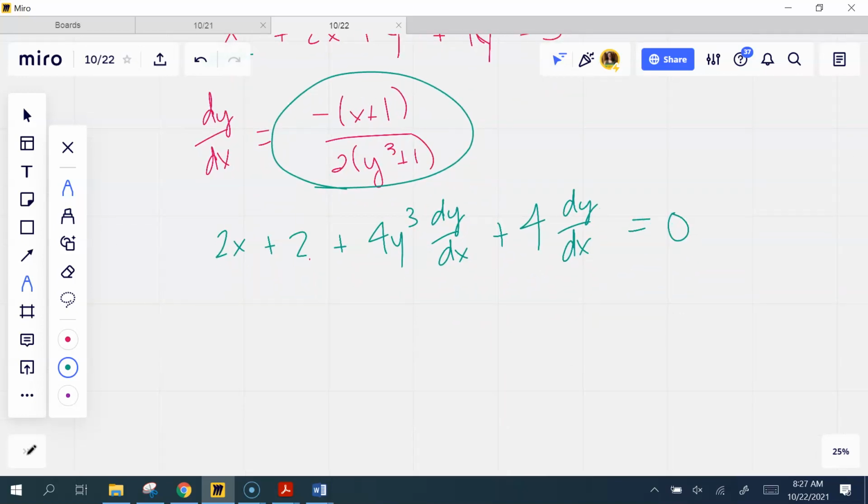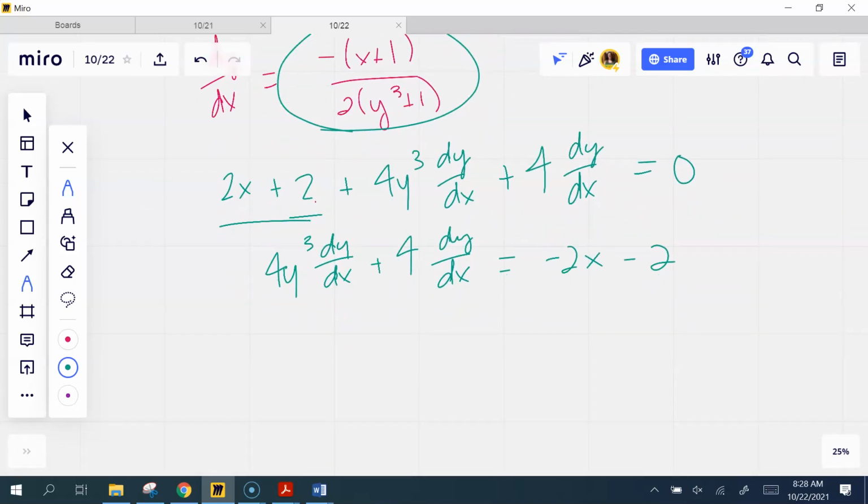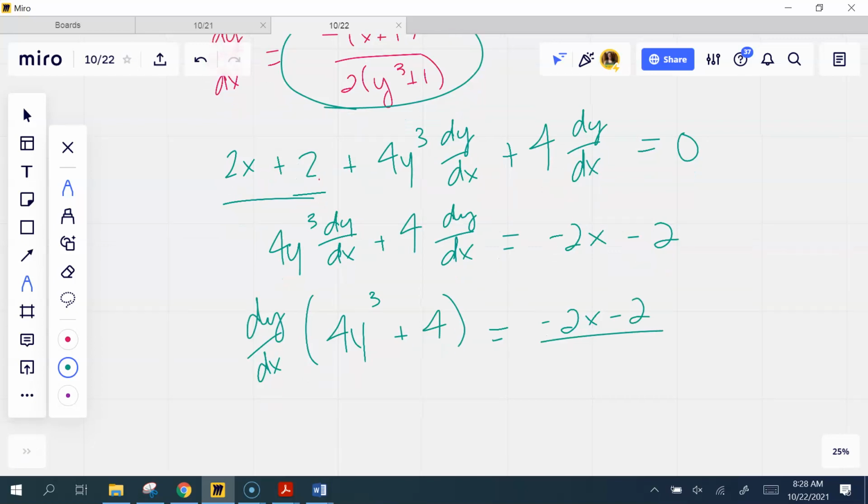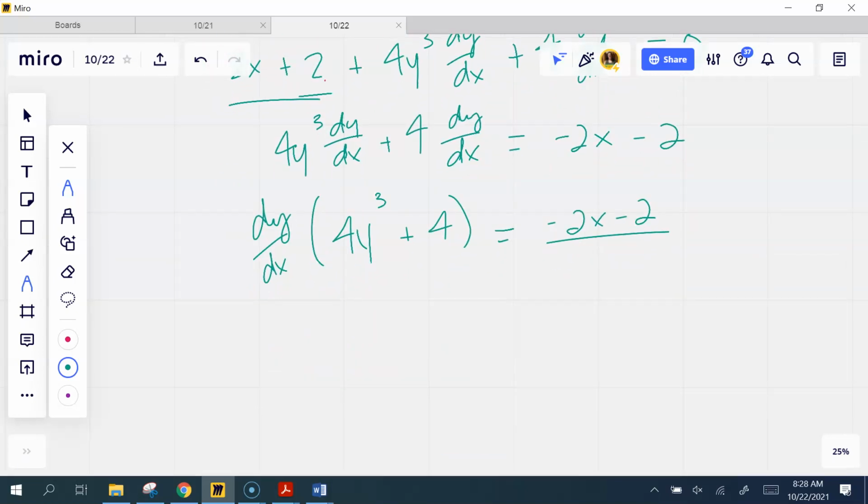All right, so remember, I'm going to try to get dy/dx by itself on the same side. So I'm going to move these two. We all agree? All right, 4y cubed dy/dx plus 4 dy/dx equals minus 2x minus 2. Factor out the dy/dx. Leaves me with 4y cubed plus 4. Oops, my hand's getting ahead of my brain. Divide both sides by the 4y cubed plus 4.